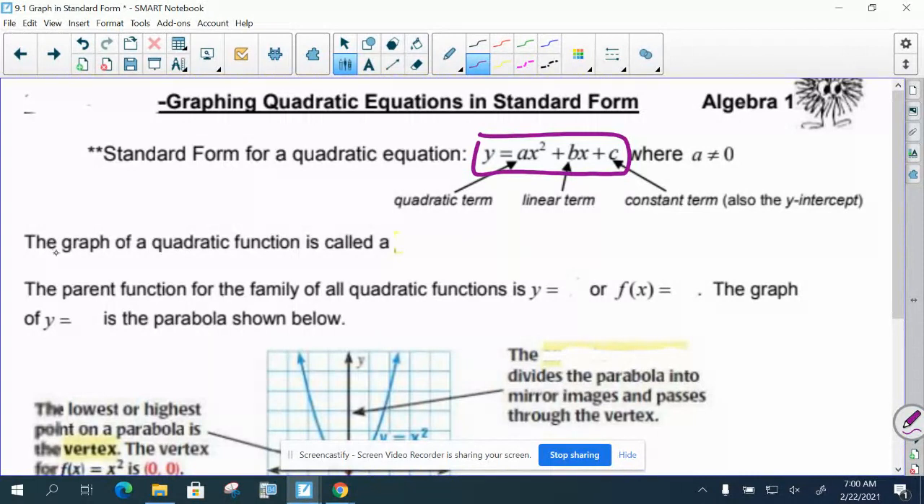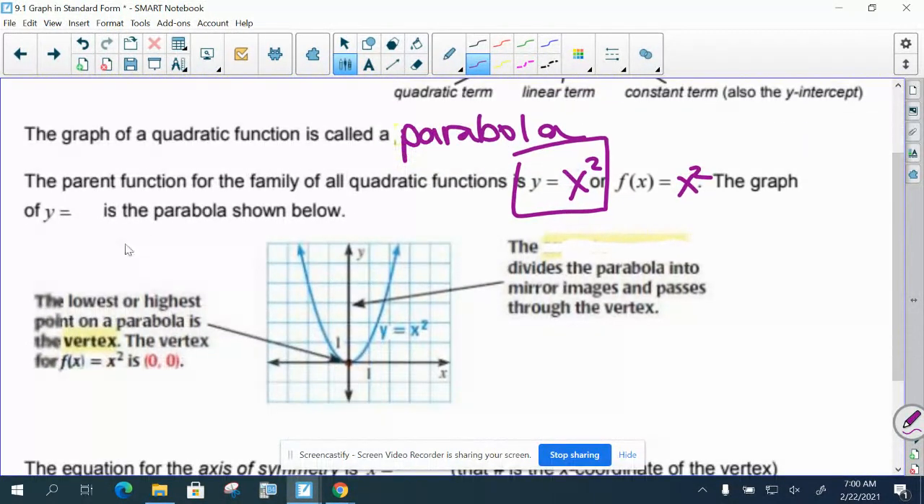So the graph of a quadratic equation is also called a parabola. The parent function for the family of all quadratic functions is y equals x squared. So your parent function, your basic function, y equals x squared, which is shown below, or f of x equals x squared, same thing. So here, if you were to do an xy chart, go -1, 0, 1. At -1, if you plug in -1 for x squared, -1 times -1 is +1, 0 squared is 0, and 1 squared is 1. So you would plot the vertex first, and then 1 point over at 1, 1, and then 1 point to the left at -1, 1.